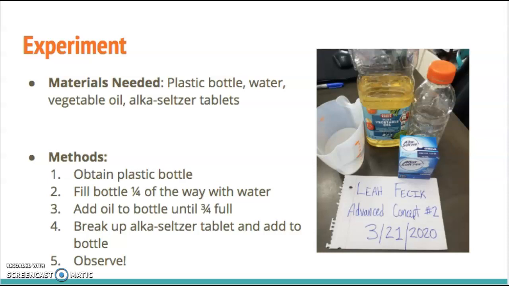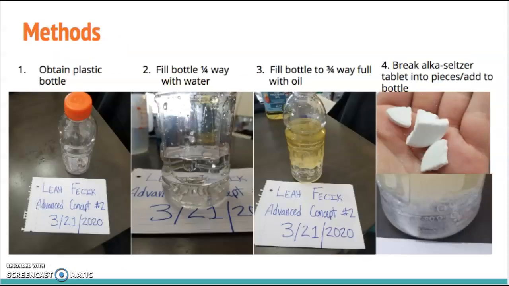So our experiment today was to make a lava lamp at home. The materials that you needed were a plastic bottle, water, vegetable oil, and Alka-Seltzer tablets. A little overview of what we did: we just had to obtain a plastic bottle, fill it up with water, add the oil, and then add the Alka-Seltzer tablets. So this was me completing the experiment.